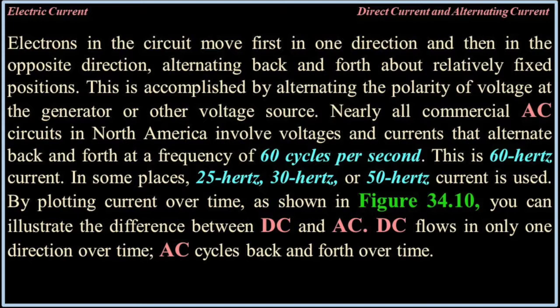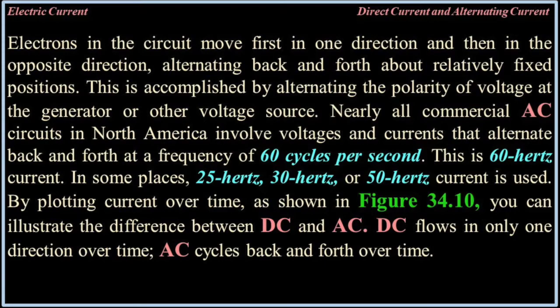Nearly all commercial AC circuits in North America involve voltages and currents that alternate back and forth at a frequency of 60 cycles per second. This is 60 hertz current. In some places, 25 hertz, 30 hertz, and 50 hertz current is used. By plotting current over time, as shown in figure 34.10, you can illustrate the difference between DC and AC. DC flows in only one direction over time.